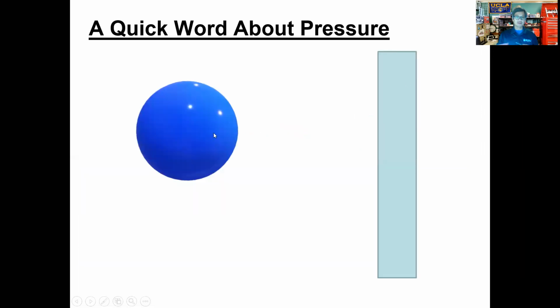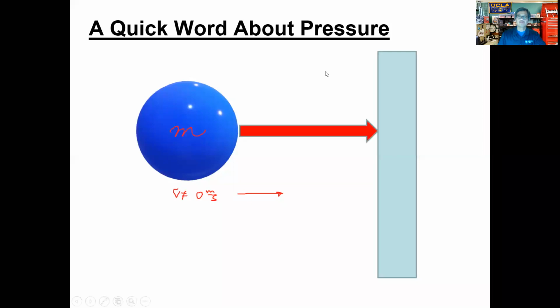So here's our ball again of mass m. Let's say right now it's already in motion. So we've kicked it, which means the velocity is not equal to 0. That means we've already pushed it or we pulled it, and it's already moving towards the right. Now this ball is moving, and let's say it moves towards this wall over here. So there's a wall here, and it starts to move and it pushes up against that wall.